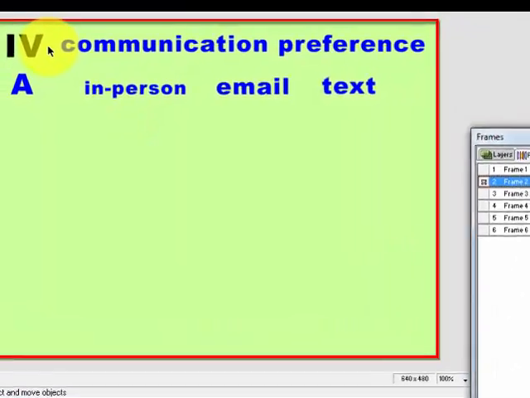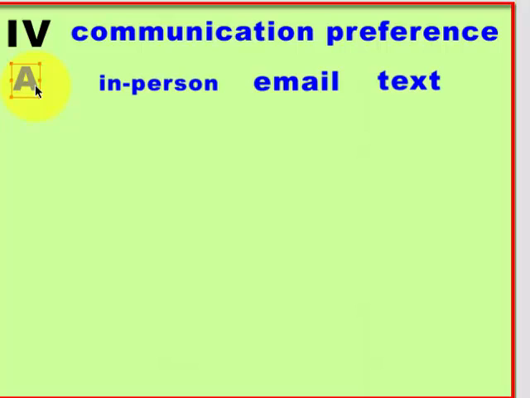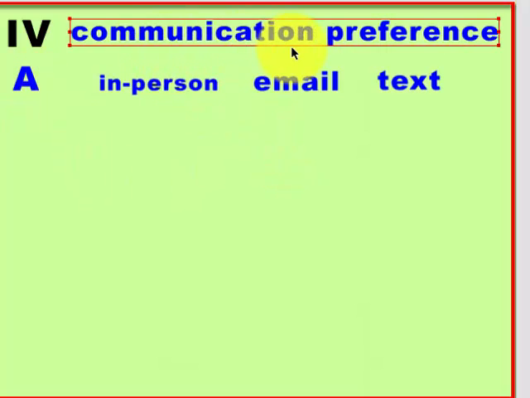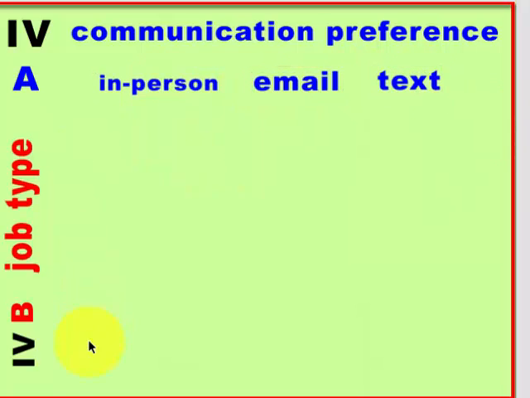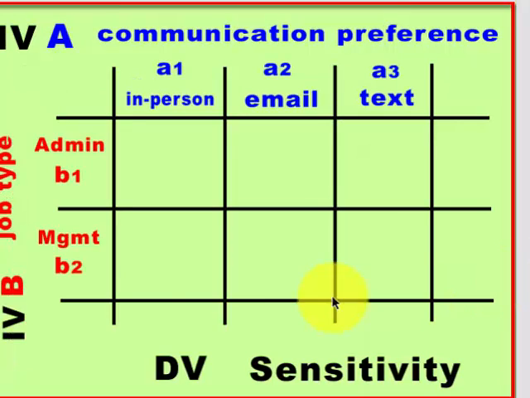So here's your first IV. Let's call it IVA. The name of it is communication preference level. There's one level, two levels, three levels. Going down the other way, we've got the second IV. Let's call that IVB. That's the job type, and it's only got two levels. So we're going to make a giant grid, a giant matrix, and you'll see how we split it up. The columns are the A levels, and the rows are the B levels. The DV in this problem is going to be sensitivity.